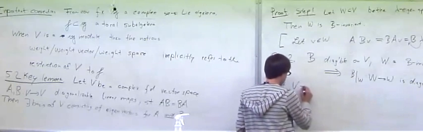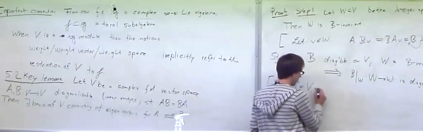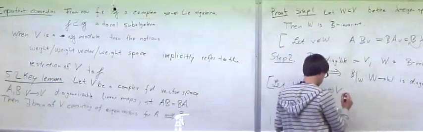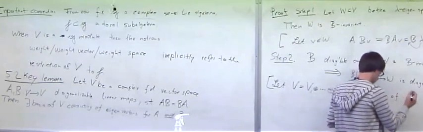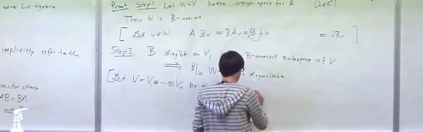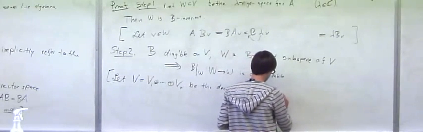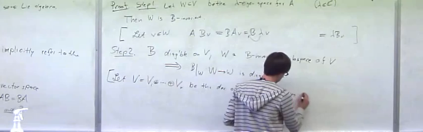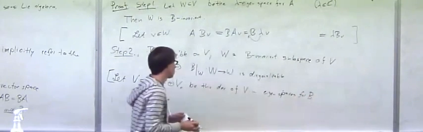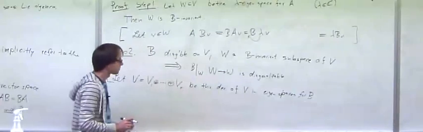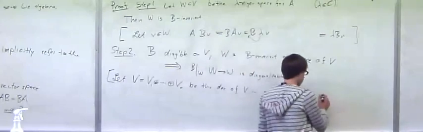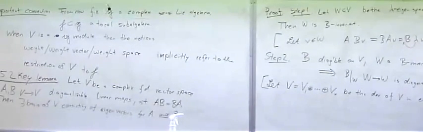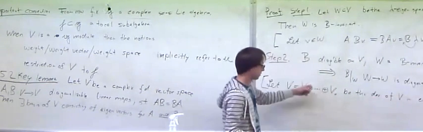Let V equal V1 plus through Vn be the decomposition of V in eigenspaces for B. So we suppose that B acts diagonalizably on V, so V decomposes as a direct sum of eigenspaces, say of eigenvalue lambda i. Lambda i is the eigenvalue which B has on Vi.